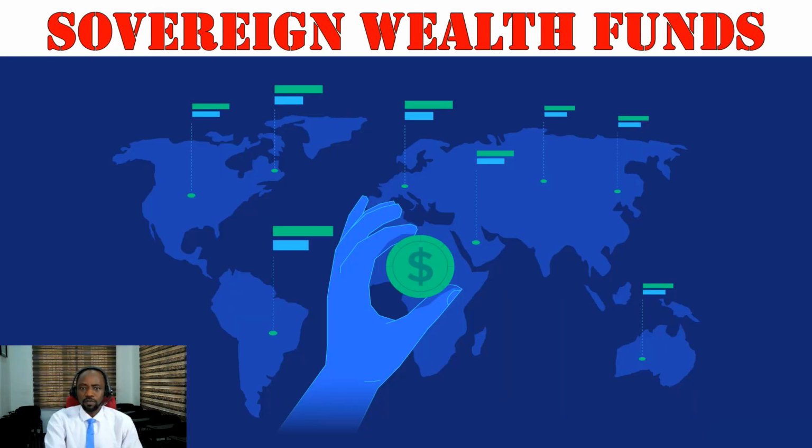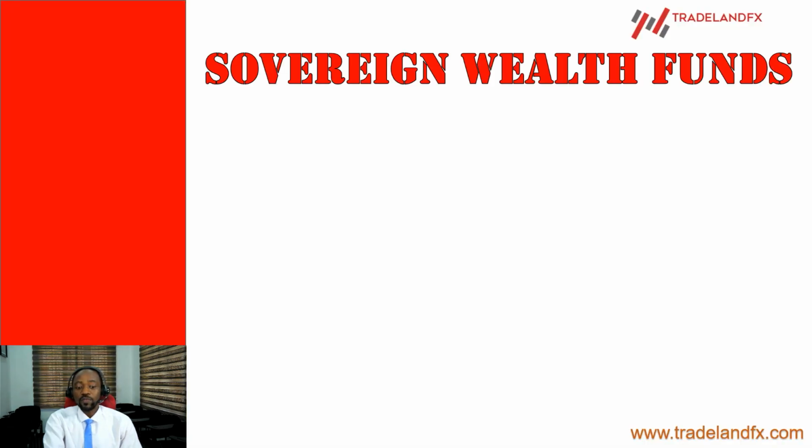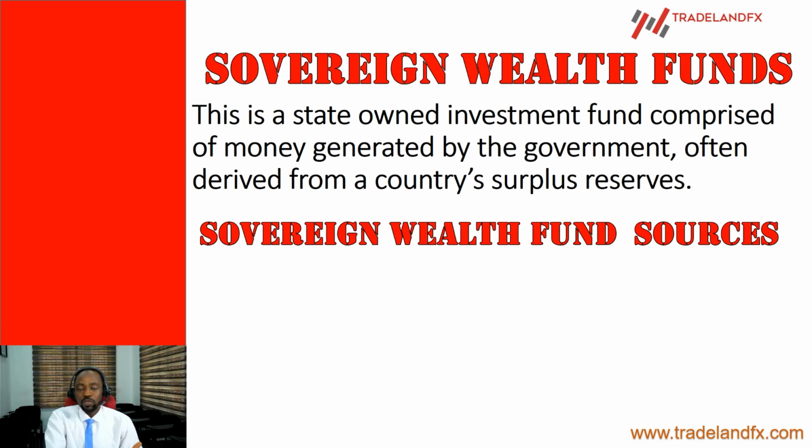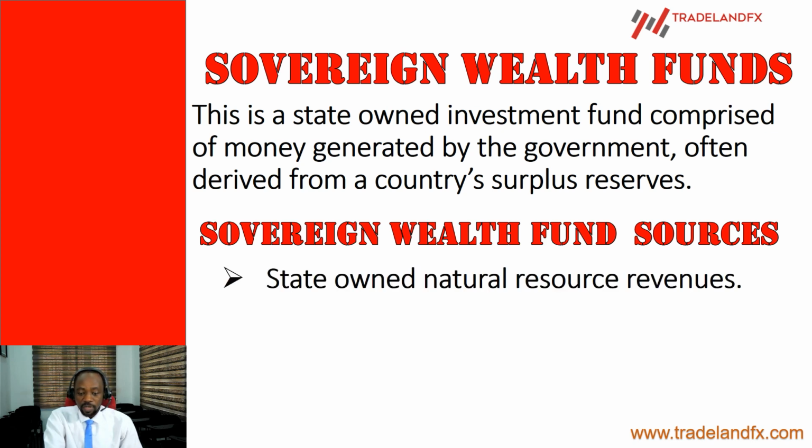Then we have sovereign wealth funds. What are sovereign wealth funds? Okay, sovereign wealth funds are state-owned investment funds, which comprise money generated by government, often derived from countries' surplus reserves. Yes, I said earlier that most countries have different things they do. Some export, some have mineral resources that they can sell and make profit. Now, if they make profit from this, they want to invest this reserve and make profit from it also. So, what are these sources? How does the government get some funds? Okay, what are these sources? State-owned natural resources, as I've said.